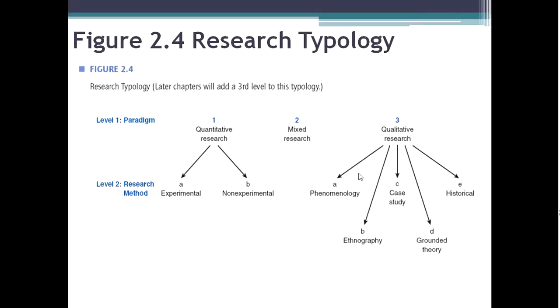So just to sum up all of the things that we've talked about, this is a figure from your book. At this first level we have these paradigms. Paradigms are these overarching worldviews, so quantitative research, mixed research, qualitative research. And then at this second level, we have these various methods that fall under these different paradigms, so experimental and non-experimental research, and then the various qualitative research methods.